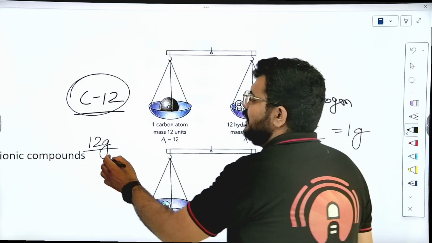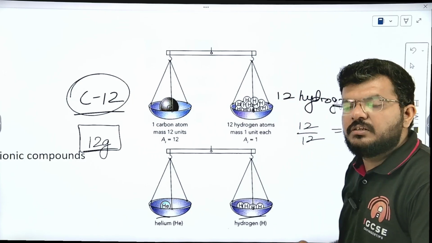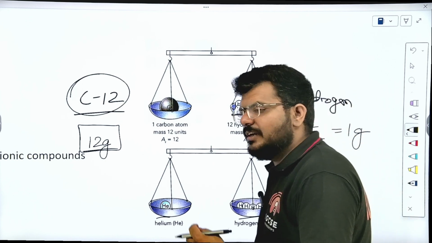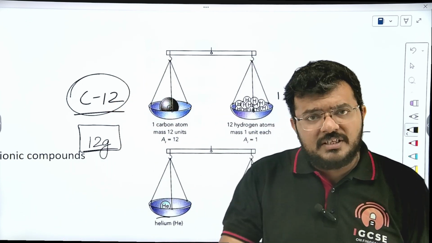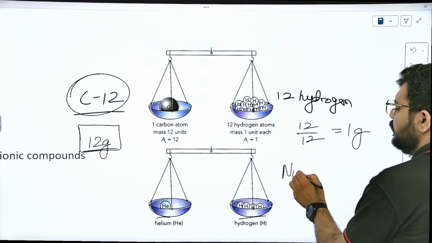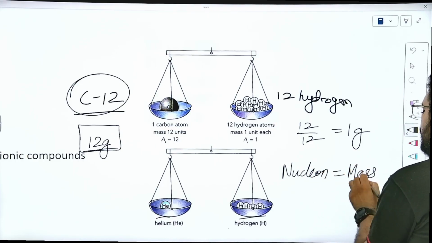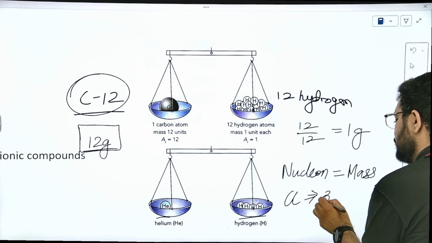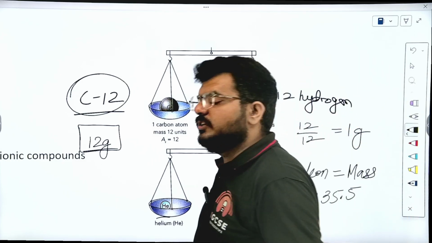But we have taken carbon 12 as our central ratio. We have taken it as a standard. Right? Chemists have decided that we'll always compare all the masses with carbon 12. So in this manner, the nucleon number is generally the mass number. Why do I say generally? Because with chlorine the mass number is 35.5 and its relative mass is also 35.5.